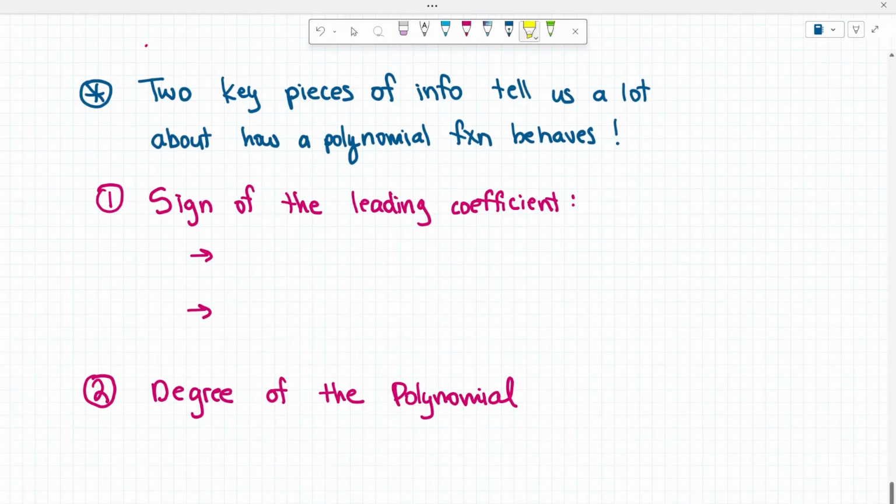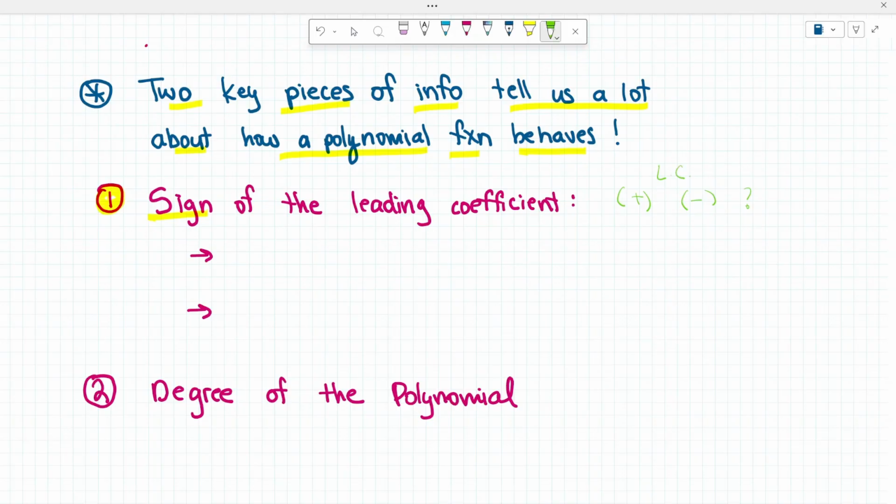So here I'm going to show you two key pieces of information that tell us a lot about how a polynomial function behaves. So the first thing we're going to look at today is the sign of the leading coefficient. And when I say sign, I'm saying is the leading coefficient positive or is the leading coefficient negative?